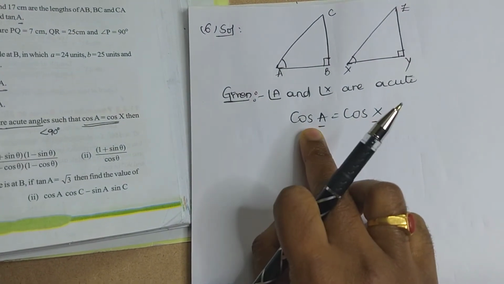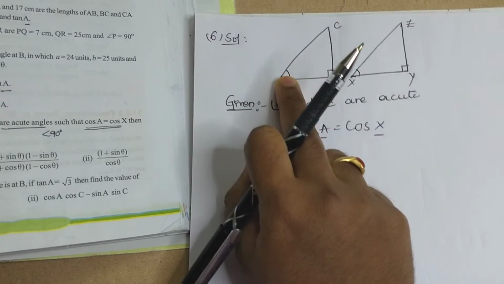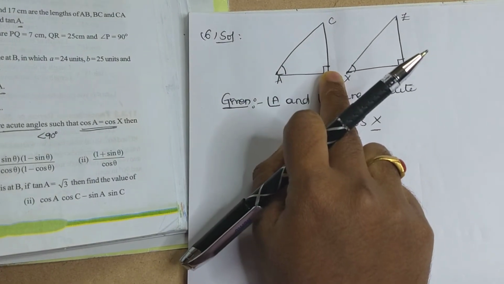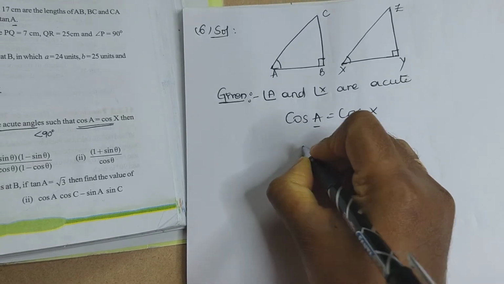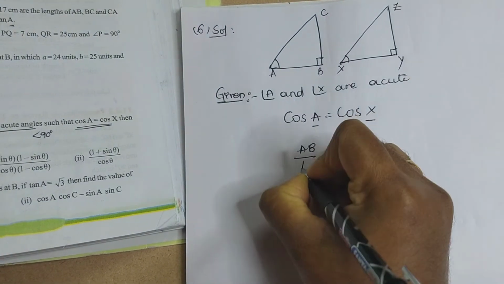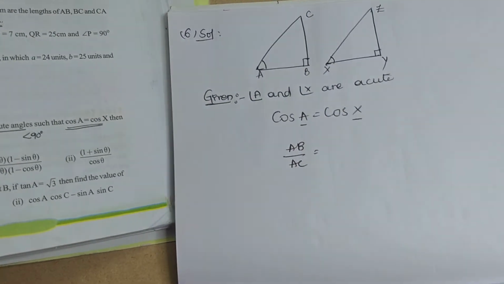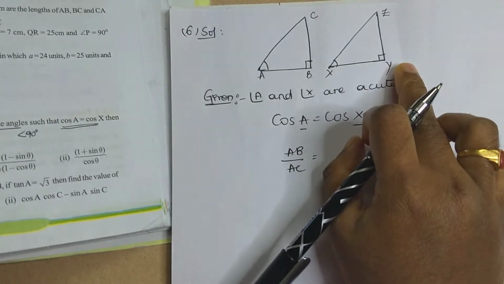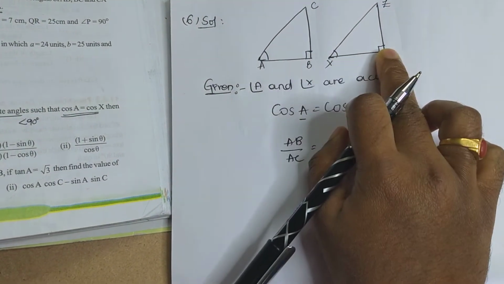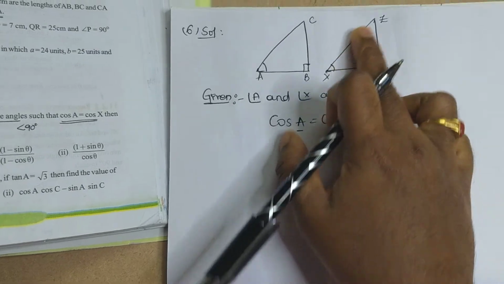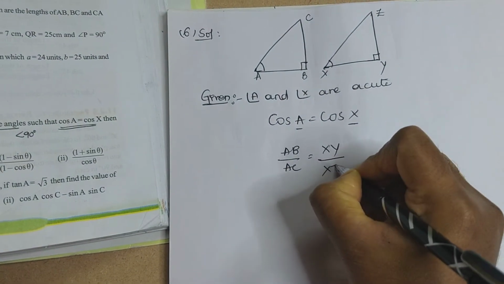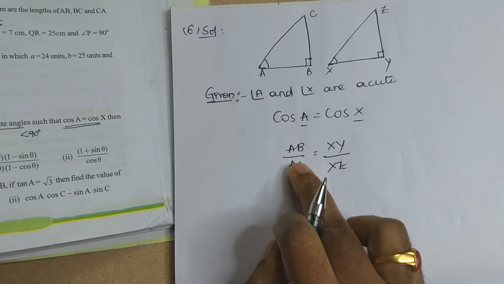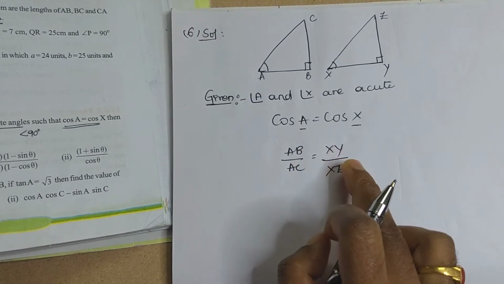Okay. So what is the formula for the cos function? Adjacent side of angle A to the hypotenuse. So it can be written as AB by AC. Okay. So what is the cos X formula? It's nothing but adjacent side of angle X by hypotenuse. So it can be written as XY by XZ. So AB by AC equals XY by XZ.